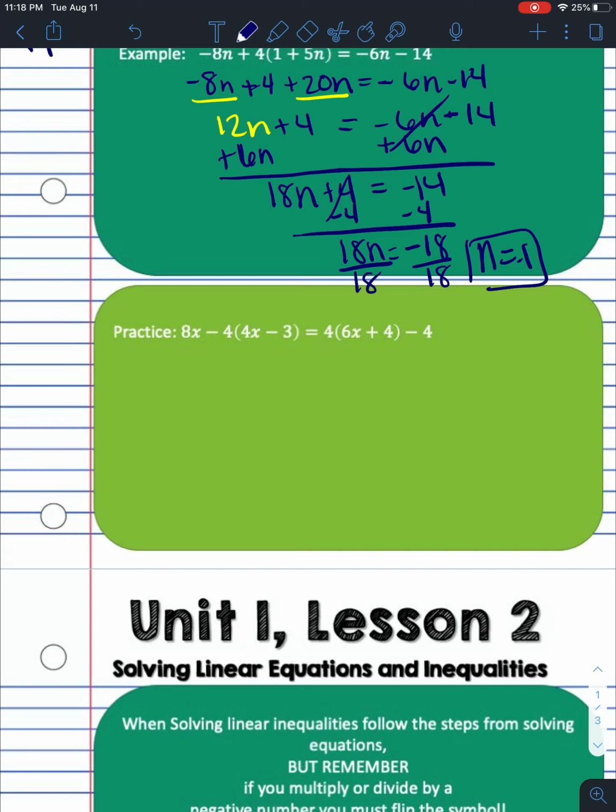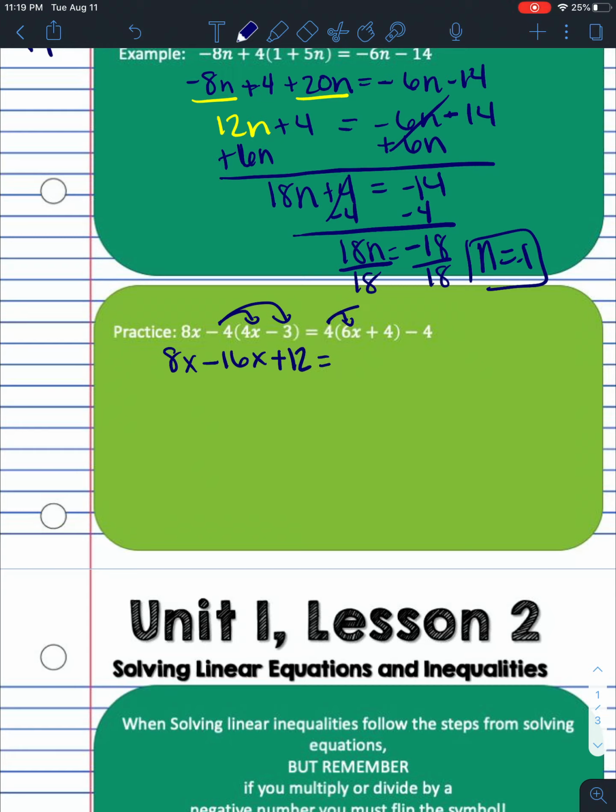Okay, so we're going to start on one side of the equation, the left-hand side. Our first step tells us to look for parentheses. When I see parentheses, I distribute. So I'm going to distribute this piece through. We have 8x, and then we have negative 4 times 4x. So negative 4 times 4 is going to be negative 16x. Negative 4 times negative 3 is going to be, negative times negative is positive, 4 times 3 is 12.